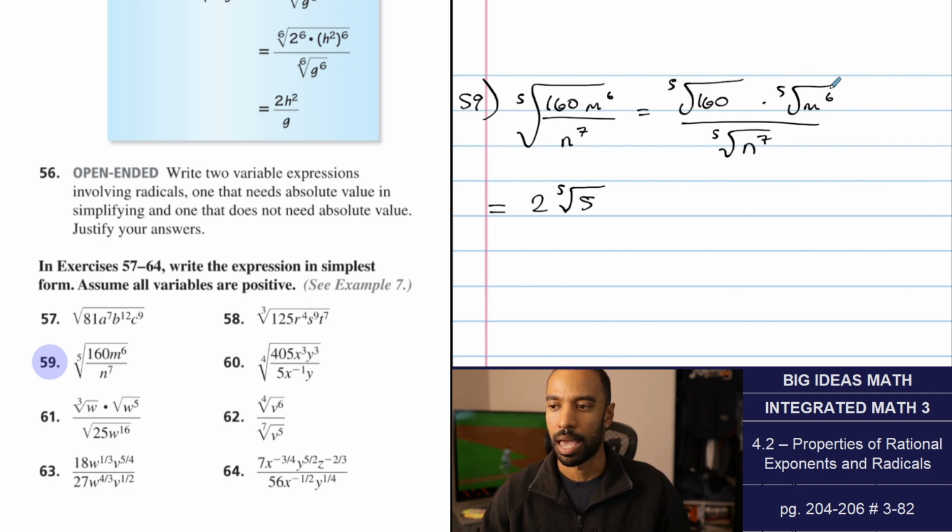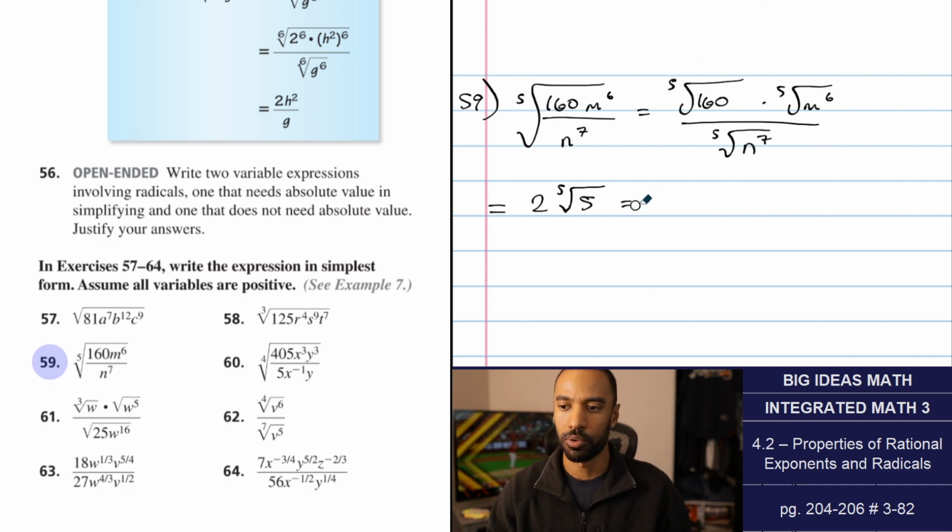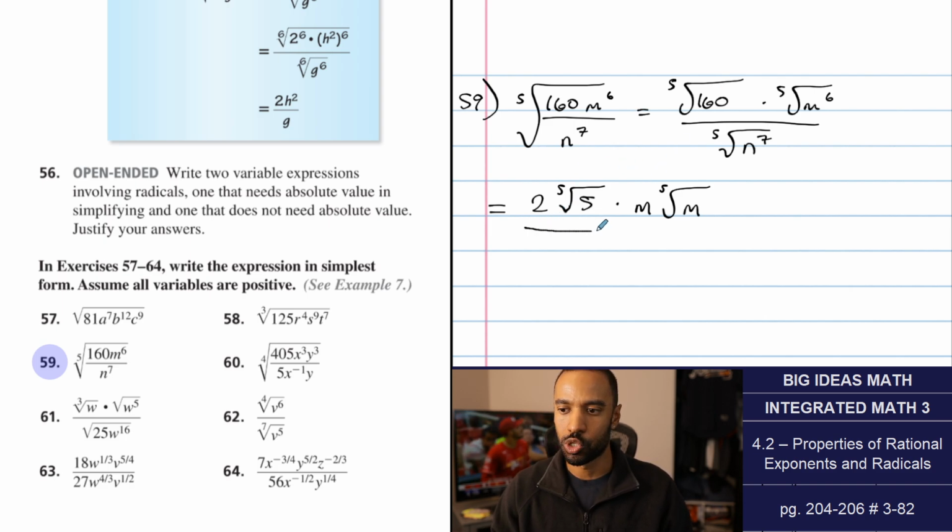Second one, m to the 6th. 6 divided by 5 is 1 with a remainder of 1. Oops, don't put equals. It's 1 with a remainder of 1. So this 1 is the quotient with a remainder of 1. When I say 1, I'm talking about these invisible exponents. 1 with a remainder of 1 is inside, like that. The last one for n's, 7 divided by 5 is 1 with a remainder of 2.